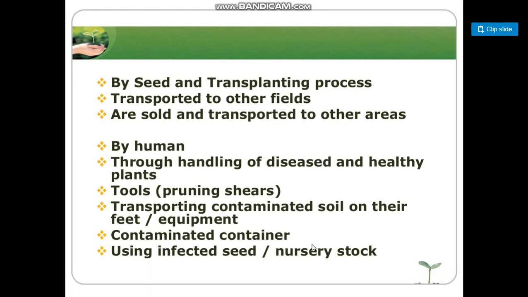Lastly, dissemination by seeds and transplanting: they are transported to other fields, sold, and transported to other areas. Through humans: through handling of diseased and healthy plants, tools, pruning shears, transporting contaminated soil on their feet, equipment, contaminated containers, and using infected seed and nursery stock. So we have discussed the pathogen factors.